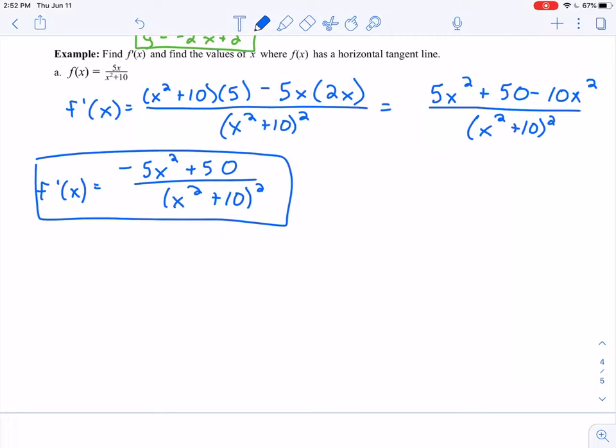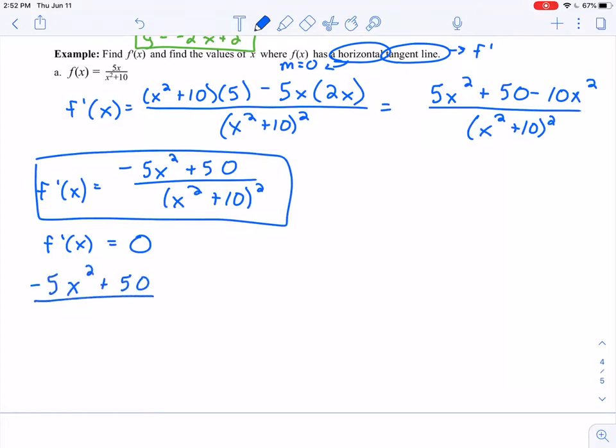I also want to find the values of x where f has a horizontal tangent line. So remember, we see horizontal tangent line. First of all, we see tangent line, I'm thinking about the derivative f prime. Horizontal, I know that a horizontal line has a slope of 0. So I'm going to take my derivative that I just found, set it equal to 0, and solve for x. So I've got negative 5x squared plus 50 divided by x squared plus 10 quantity squared. This is equal to 0.